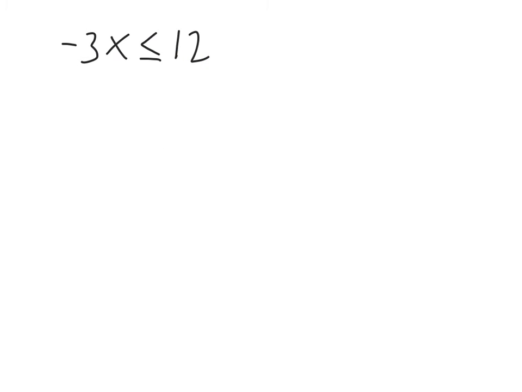In this problem, we have negative 3x is less than or equal to 12. So, like usual, we want to take the negative 3x, and x is being multiplied by negative 3, so we want to do the opposite and divide by negative 3.